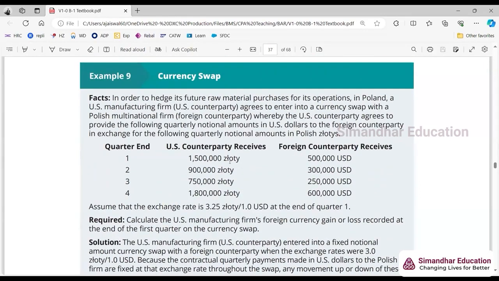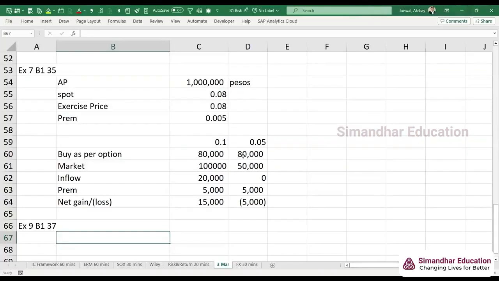Okay, let's go here. Page number 37. So we have 1.5 million. What is this currency? I don't know. Zloty, Poland's currency. So we have 1.5 million zloty.